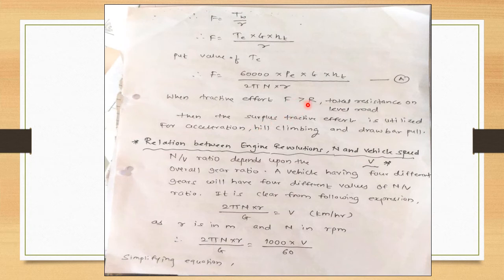And if it is greater than the R, in that case there is a surplus power available, and this surplus power is to be utilized for acceleration, hill climbing and drawbar pull, that is, the road performance. Now let's see the relation between the engine revolutions N and the vehicle speed V. This relation is very important for us to solve the numericals.